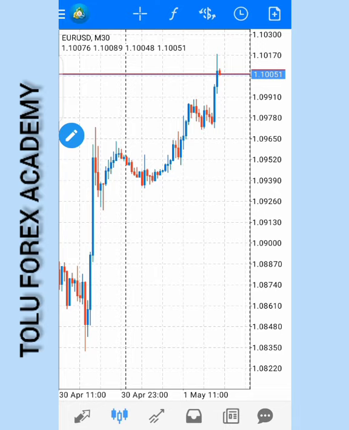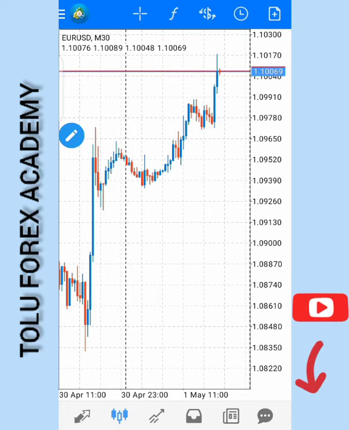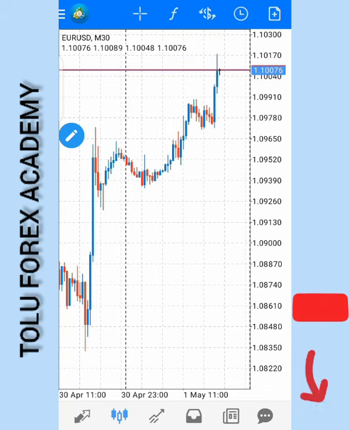Today we'll be talking about the Ichimoku strategy, and how we can make use of it for everyday profit, or for quick profit, so to say. This is a strategy that works. It is an all-in-one strategy on its own. You might not need to add any other indicator to it.